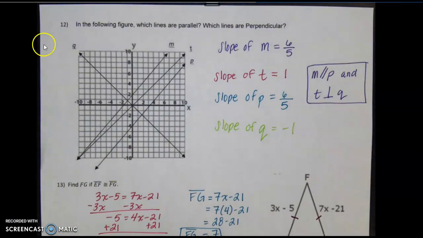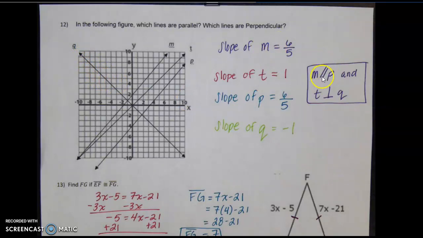Number 12, it wants to know which of these lines are parallel and perpendicular. What you need to do is go through and find the slopes of each of these. Now, I found the slope of M was up 6, right 5. The slope of T is up 1 over 1, up 1 over 1, up 1 over 1, so it's just positive 1. Line P, again, is up 6 over 5, and so gives us 6/5 as the slope. Q, I go down 1, right 1, down 1, right 1, down 1, right 1.